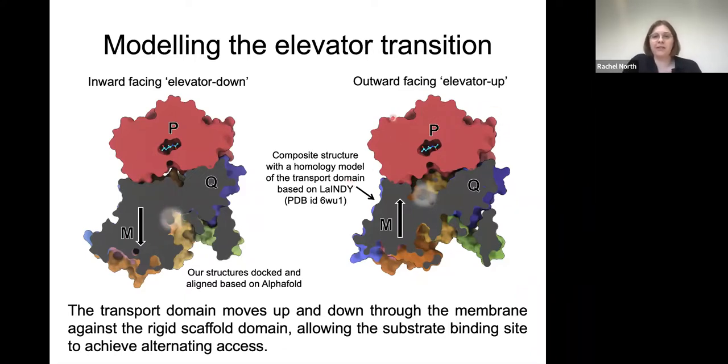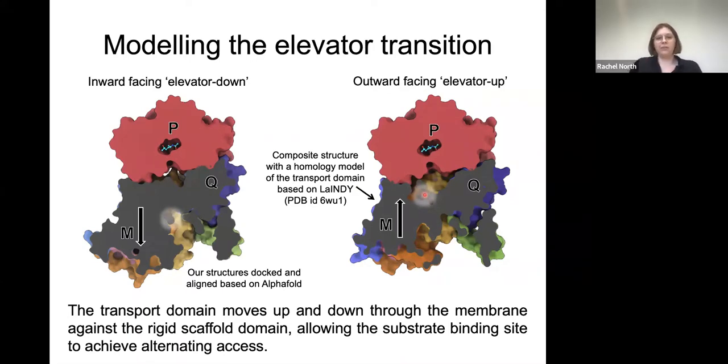And on the right-hand side, we have this outward-facing elevator up conformation. Again, here we have our SiP crystal structure, and here we actually have a composite structure of the SiQM. By composite, I mean that we have our cryo-EM structure for the scaffold domain over here, but we've made a homology model of the transport domain based on LAT-Indy, which shares the same fold and topology in the M subunit, but the structure in LAT-Indy was solved in the up conformation. So we have a homology model just for this portion here. And now we can see that our substrate binding site is at the top here, in a really nice position for the SiP, once it opens up, to drop that sialic acid in there for import.